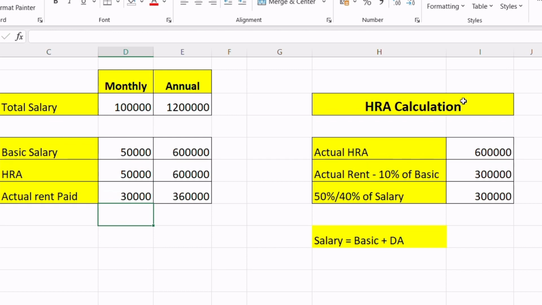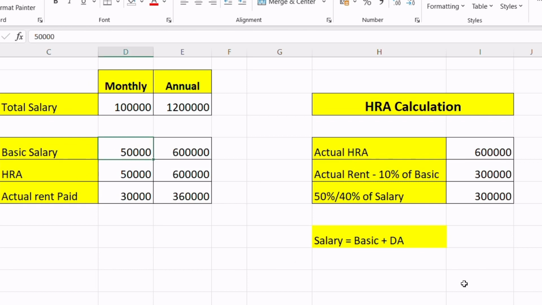So his HRA calculation will be, his HRA would be the minimum of actual HRA received, or actual rent minus 10% of the basic, or 50 or 40% of the salary, depending on whether he is living in a metro or non-metro. In this example, his actual HRA received for the year is 6 lakhs. His rent minus 10% of the basic becomes 3 lakhs and 50% of the salary, assuming that he lives in a metro, is also 3 lakhs. So the minimum of these three becomes 3 lakhs. So his exemption would be 3 lakhs.